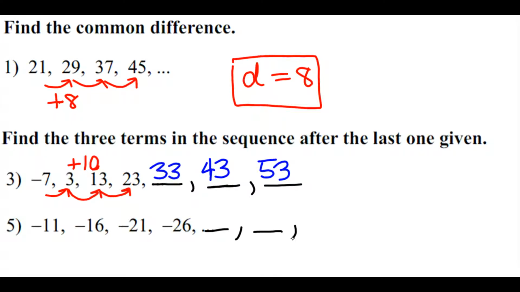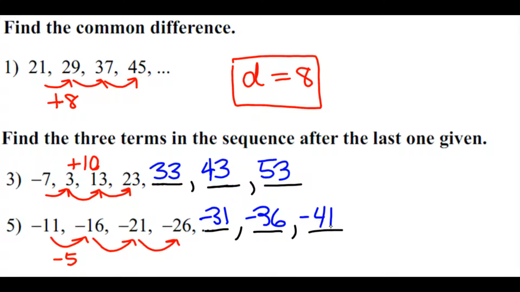Problem 5, same deal. Find the next 3 terms in the sequence. So again, you have to figure out what the pattern is. How are they getting from number to number? And in this case, it looks like they're subtracting 5. Negative 11 minus 5 is negative 16. Subtract 5 to get to negative 21. Subtract 5. So it looks like we're subtracting 5 for this pattern. And so the next number, if you subtract 5, you're going to get negative 31, negative 36, negative 41.